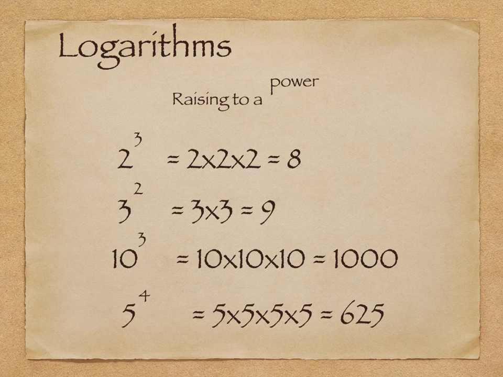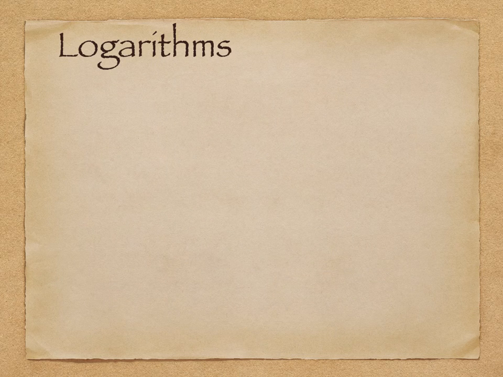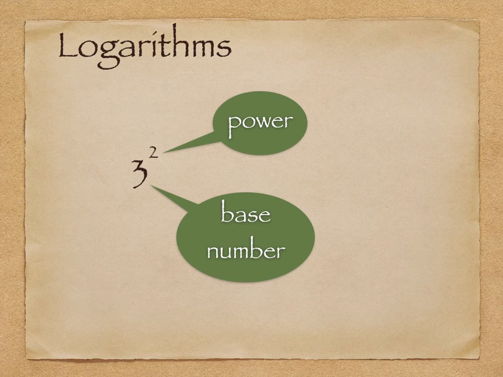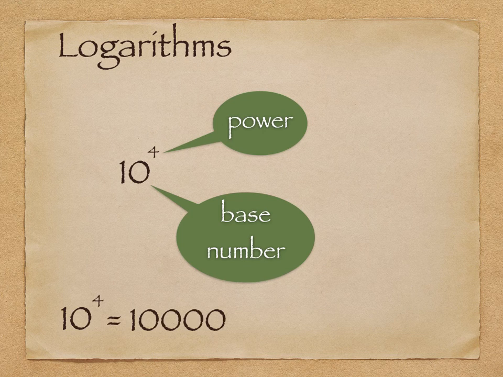Next, there are 2 important words you need to know. If I write down something like 3 squared, the 3 in this case is called the base number, and the little 2 above and to the right of it is called the power. Here's another example. This time 10 is the base number and the power is 4. And of course 10 to the power of 4 is 4 lots of 10 multiplied together, which is 10,000.